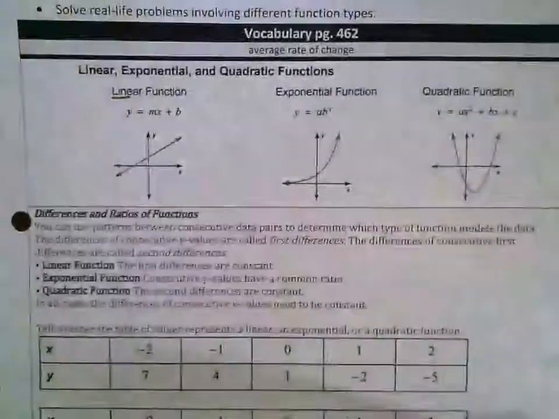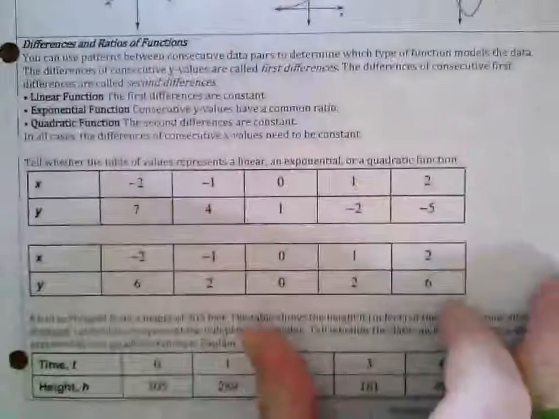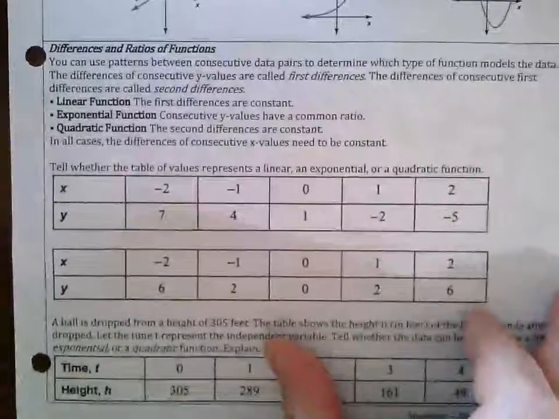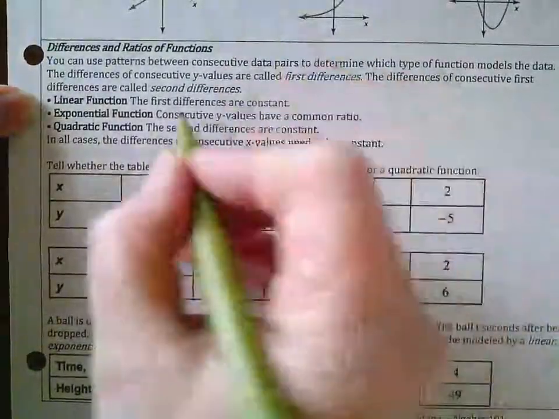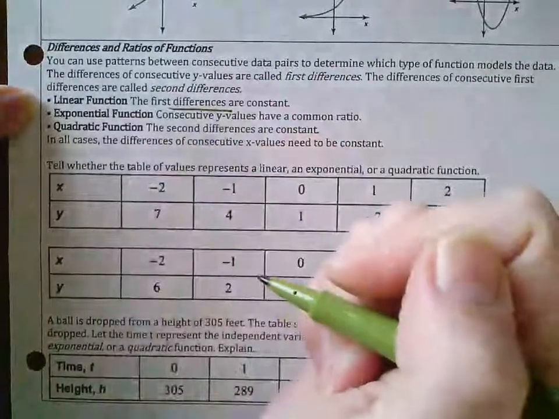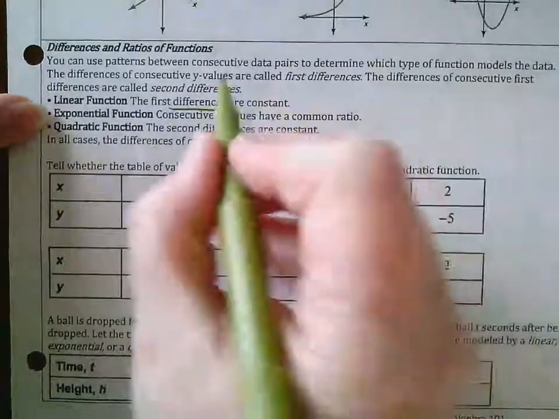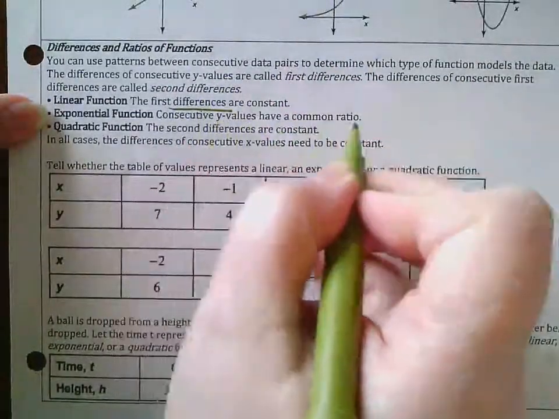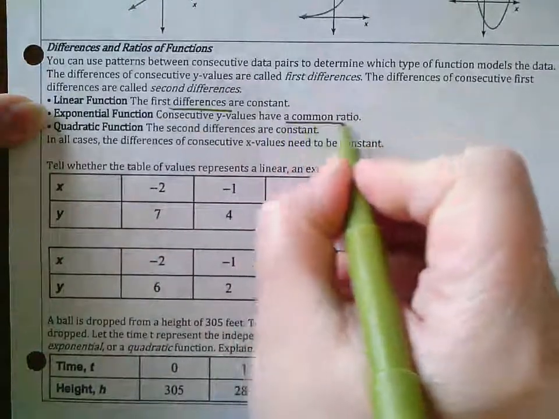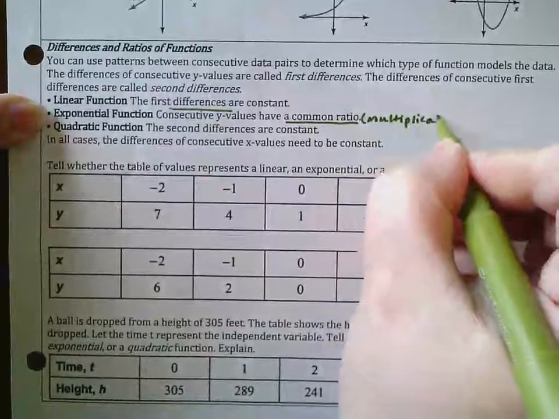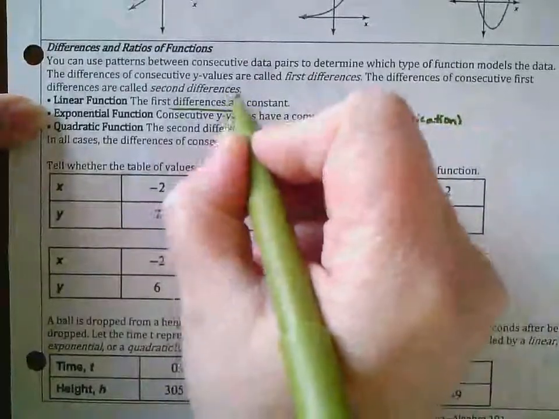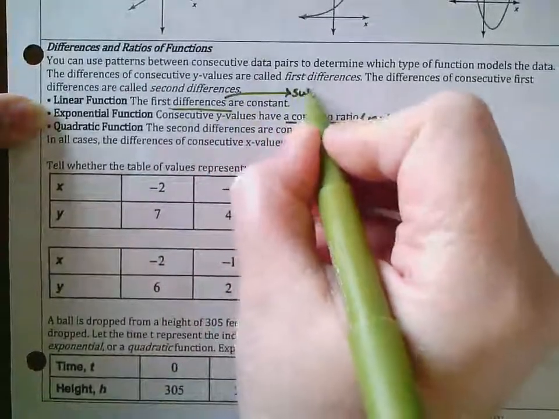All right, so differences. One way to tell if you have a linear function is the first differences are constant. So what does differences mean? It means the subtraction of the numbers. And exponential, they have consistent y values with a common ratio. Remember, the ratio is multiplication. So this is subtraction.